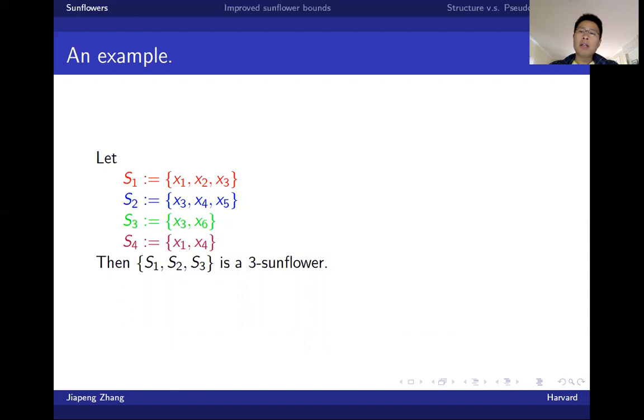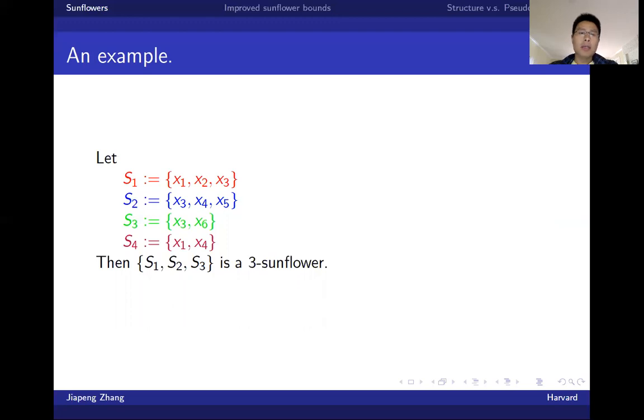And if you pick any two sets from this set system, say for example S1 and S2, the intersection of S1 and S2 is exactly X3. This is the same for S1 and S3, and S2 and S3.